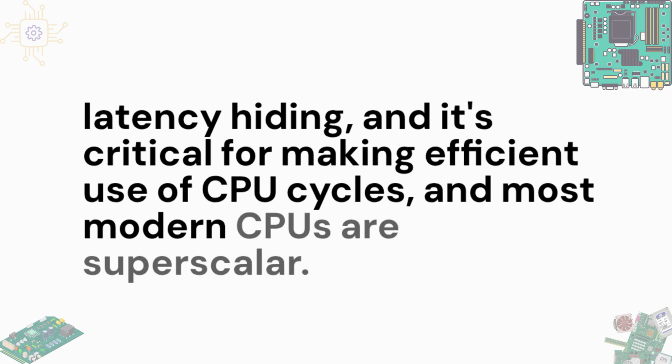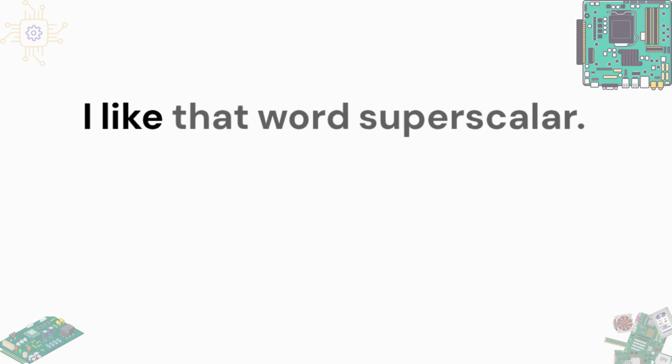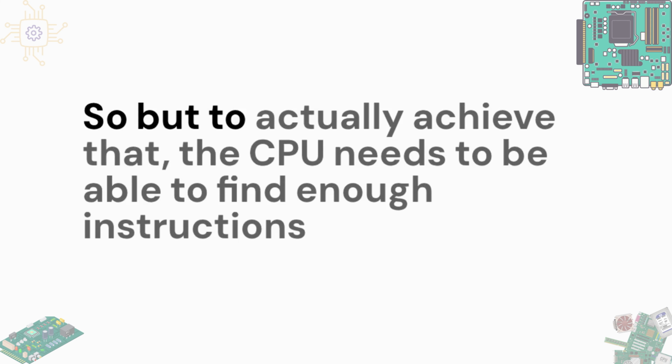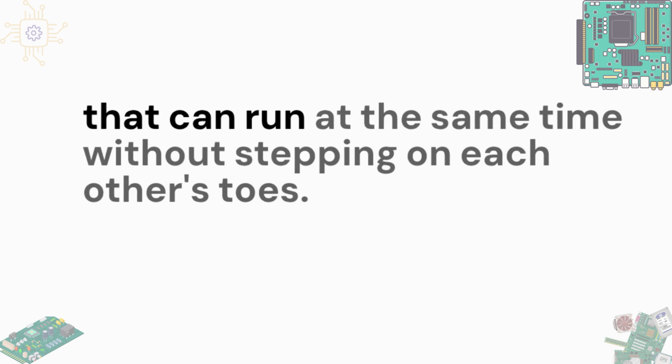And most modern CPUs are superscalar. I like that word, superscalar. They can issue multiple instructions per clock cycle. That's what that means. But to actually achieve that, the CPU needs to be able to find enough instructions that can run at the same time without stepping on each other's toes.